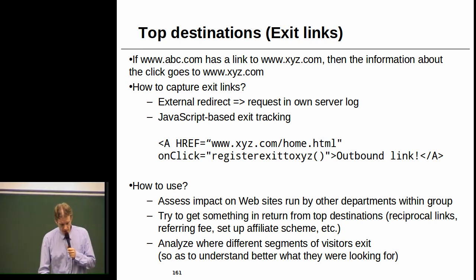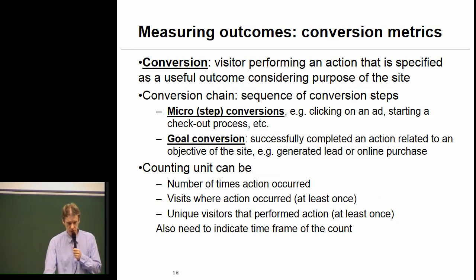Another metric that is typically very useful is measuring outcomes using conversions. And a conversion means that the visitor is going to perform an action of interest to your particular site. That action could be anything. That could be a product or service purchase, that could be downloading a PDF, or that could be leaving behind user details. And I can look at micro conversions like clicking on an ad, starting a checkout process, or I can look at goal conversions whereby users successfully completed an action related to the objective of the site.